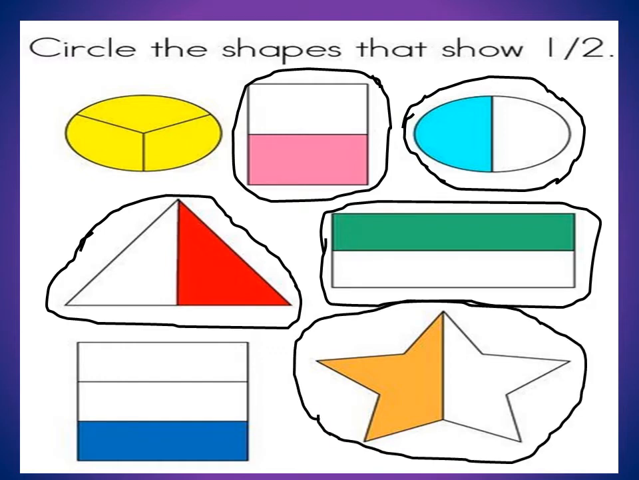And the last one is the star. Now the star has also been divided into two equal halves. Here also the answer comes to 1 upon 2. So these are the figures which give the result 1 upon 2. Only two figures have a result that is not 1 upon 2.